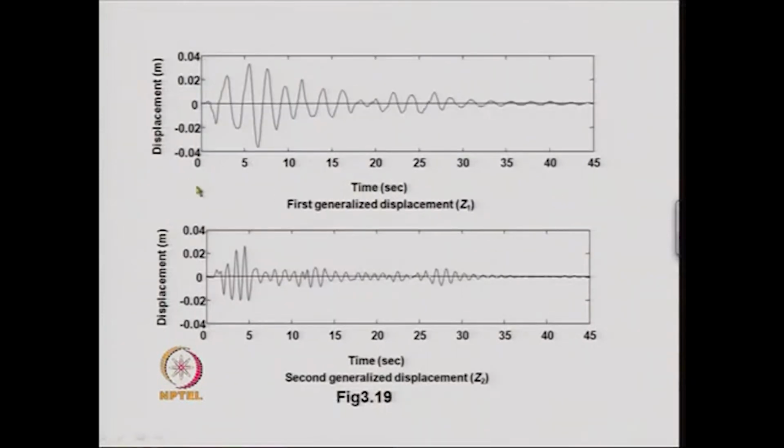We have the first generalized displacement time history like this, and we can see that after again 30 seconds the displacement decreases and continues up to 45 seconds, that is the total length of time of excitation at each support. Therefore, we have the responses up to 45 seconds. This is the second generalized displacement that is again shown over here.